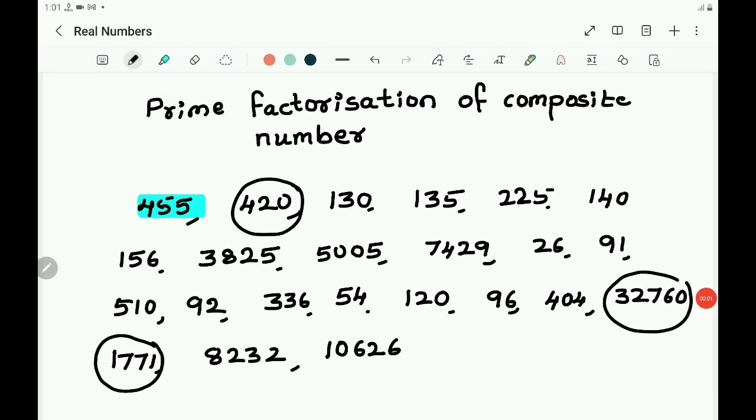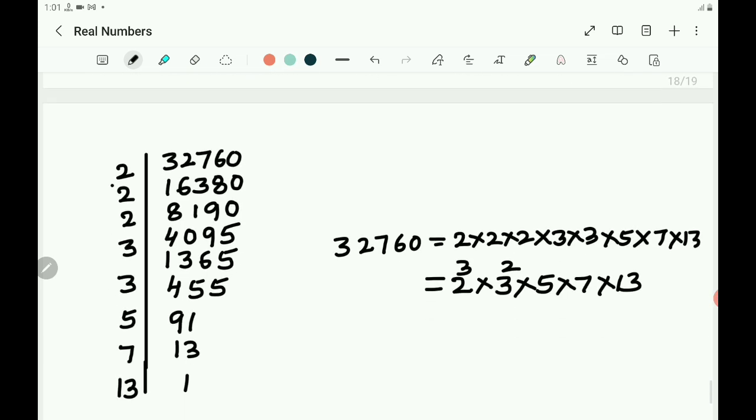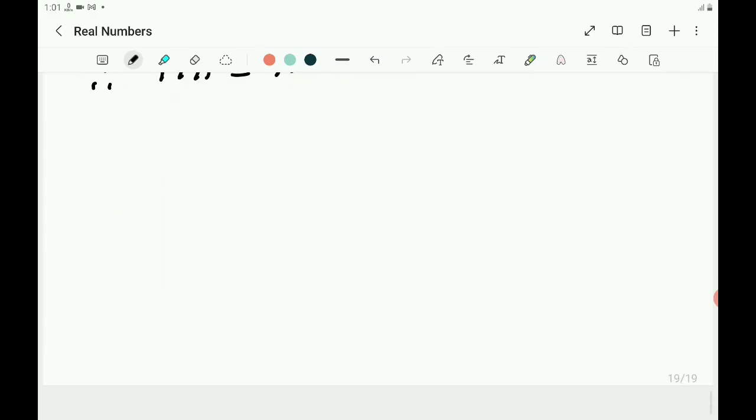Now let us take the next number, next composite number, 8232. You write that number and try to factorize it.